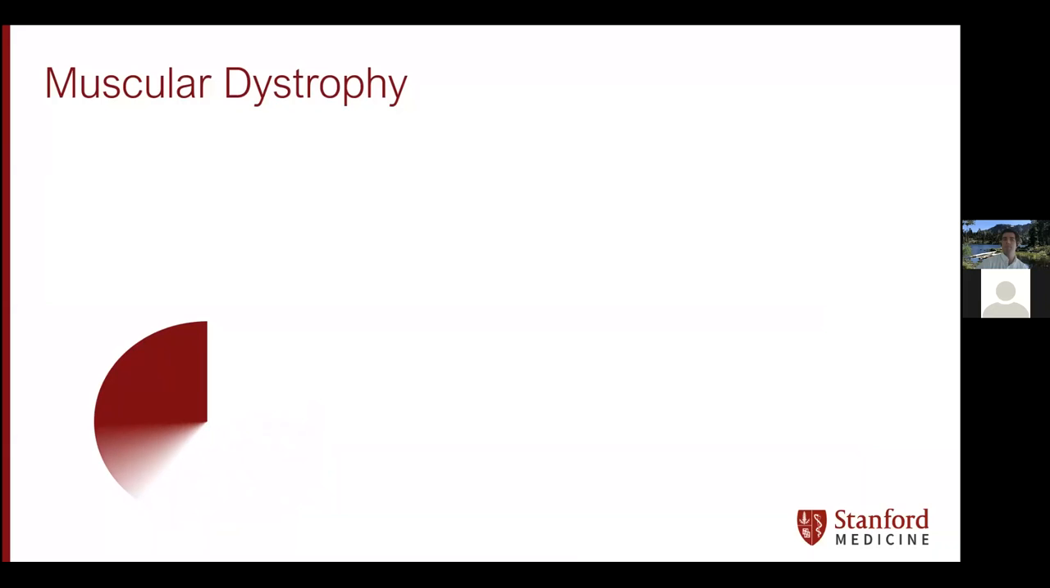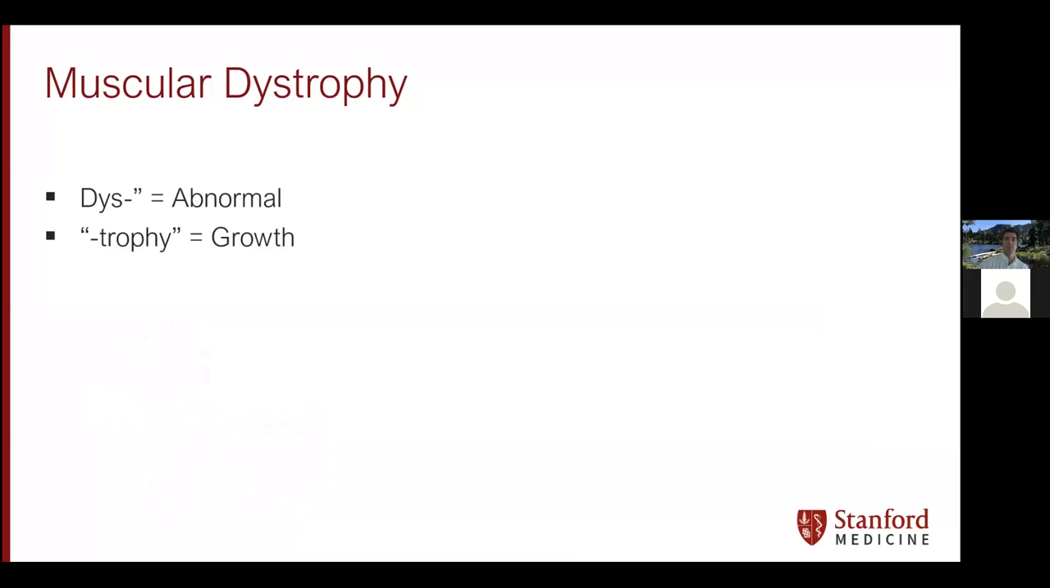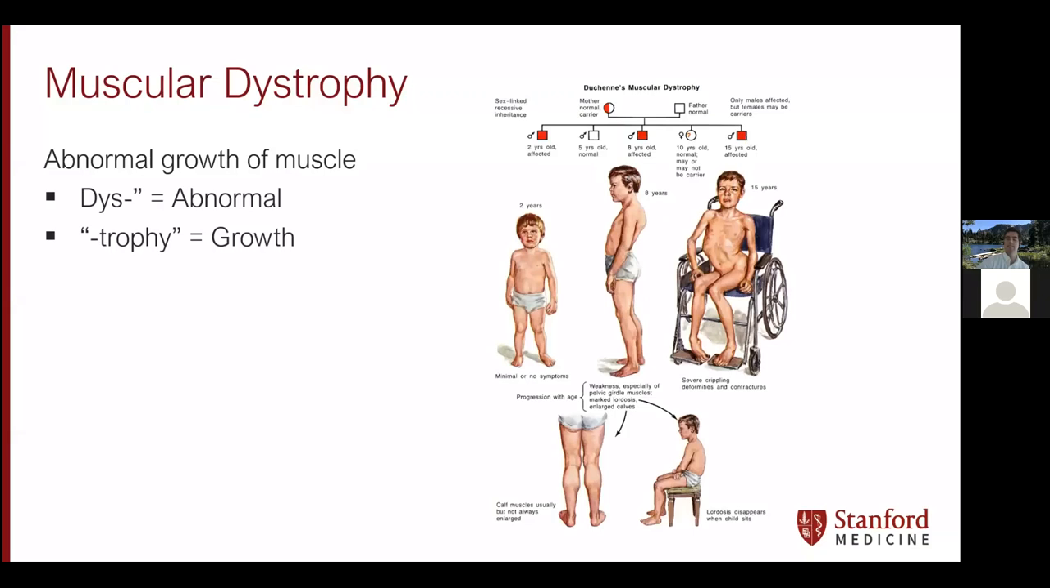All right, so next is muscular dystrophy. Yeah, so I think that's exactly right. So what you're looking for is dys, which is abnormal, and trophy, growth. And it is actually a kind of important differentiation here. It is truly abnormal growth of the muscle. What you see in muscular dystrophy, and the most common cause is Duchenne muscular dystrophy, which is an X-linked recessive gene, is not that people don't have muscles, but it's abnormal growth of those muscles.